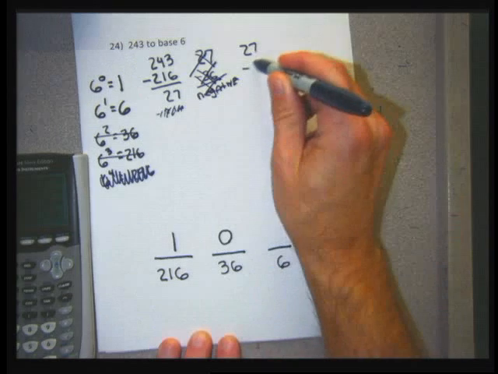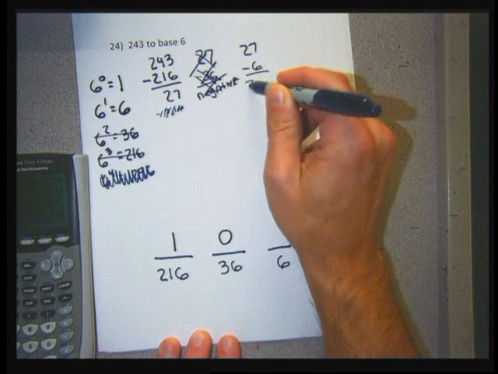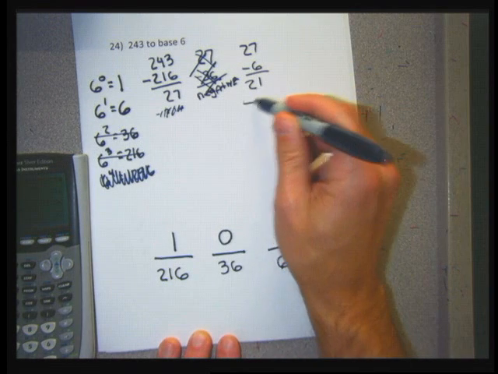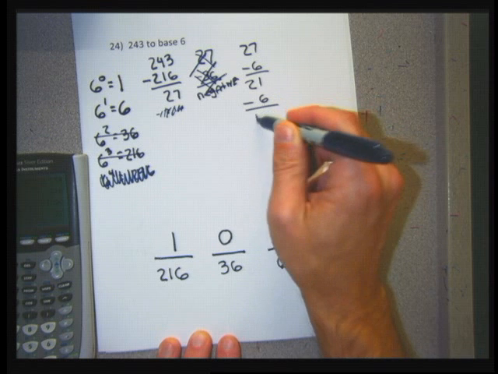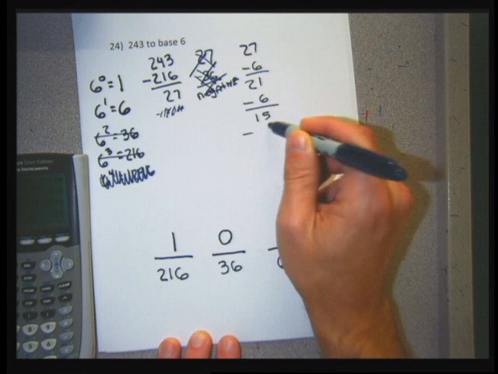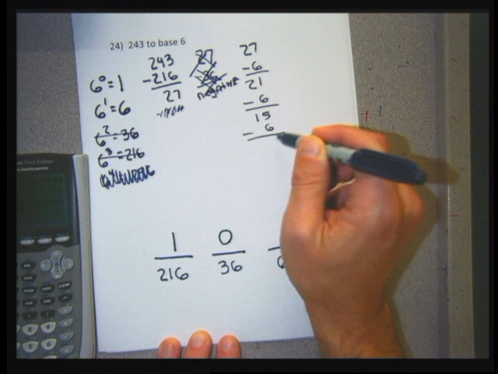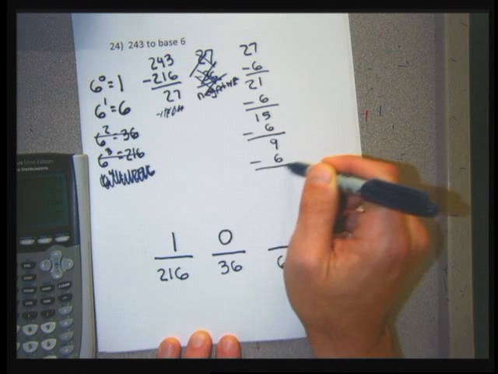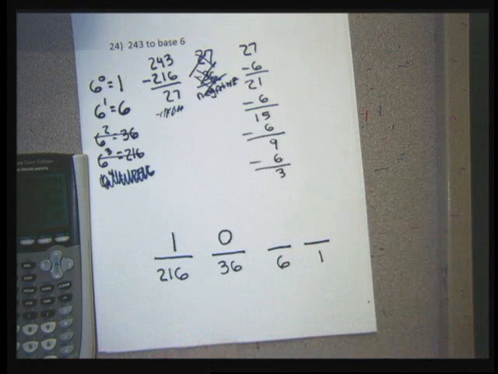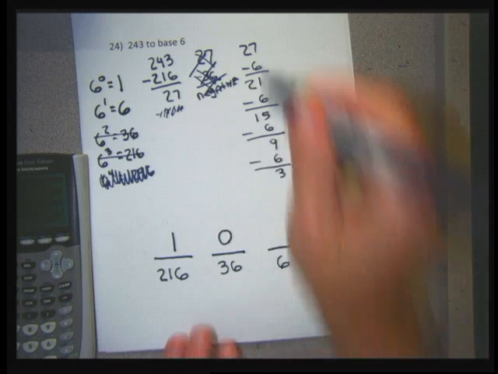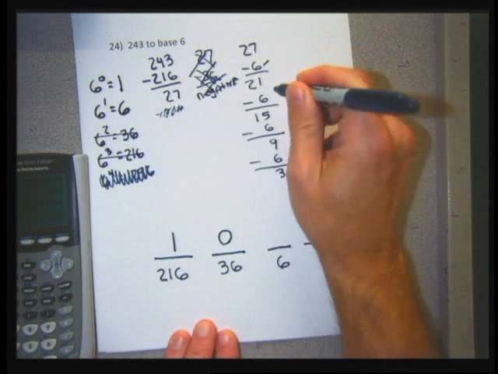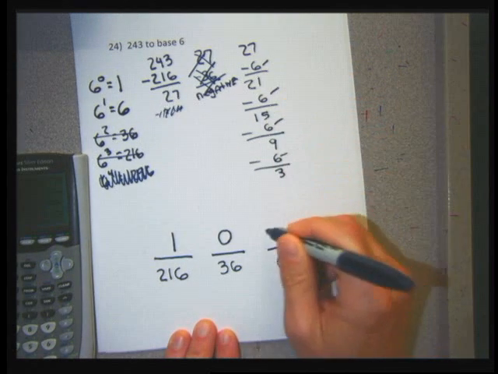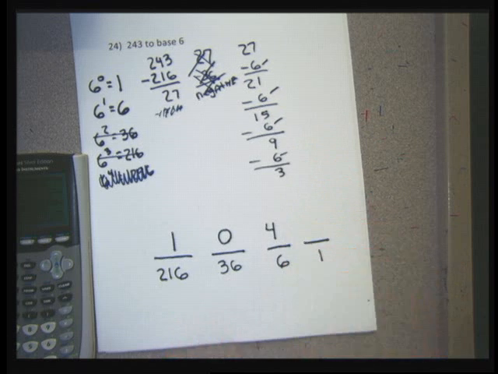So I'm going to go 27 minus 6 is 21. 21 minus 6 is 15. 15 minus 6 is 9. And 9 minus 6 is 3. If I tried to subtract 6 again, I'd get a negative. So I'm done subtracting 6. And I subtracted 6 1, 2, 3, 4 times. So above the 6 where my answer is, I'm going to write a 4.